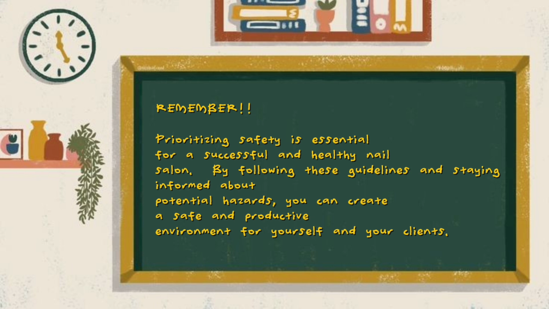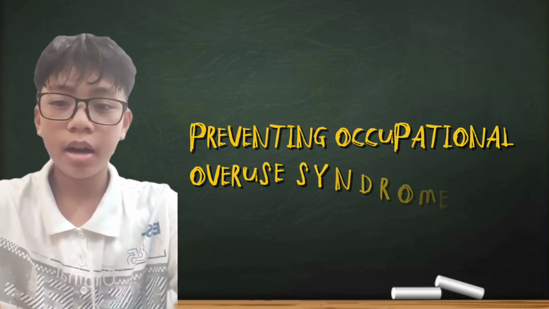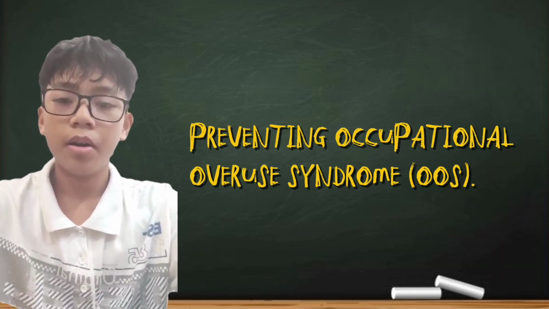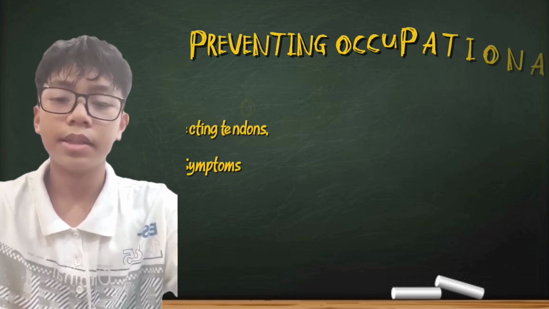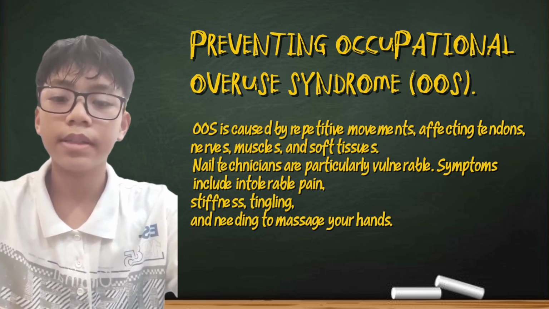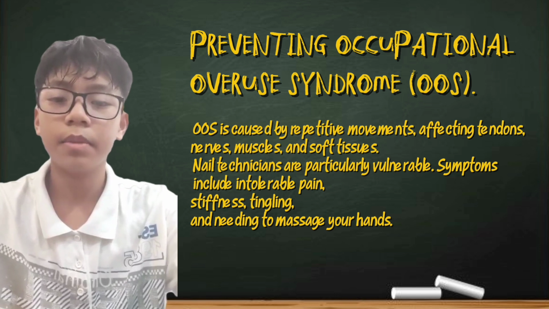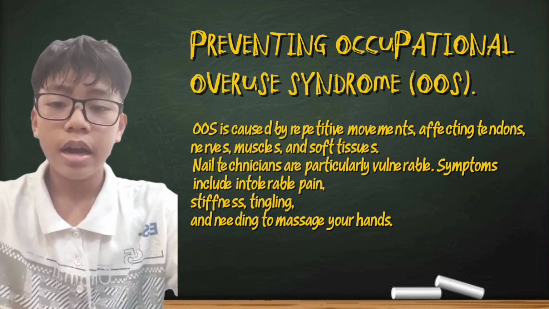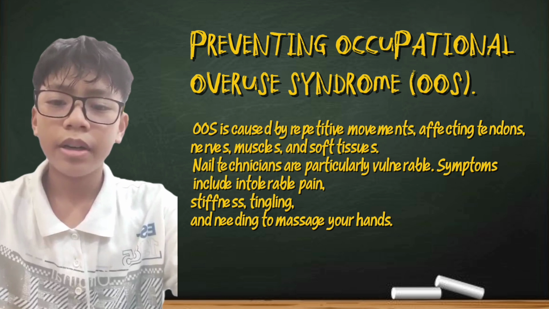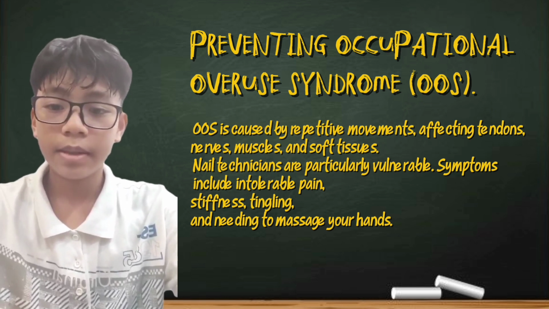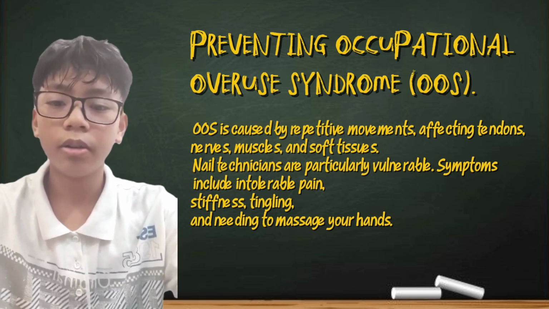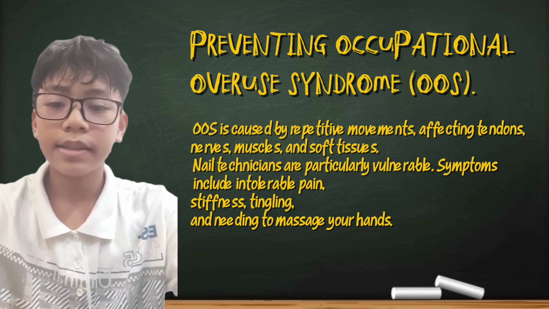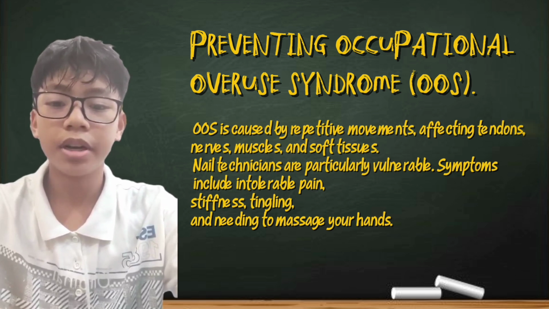By following these guidelines and staying informed about potential hazards, you can create a safe and productive environment for yourself and your clients. Preventing occupational overuse syndrome, also known as OOS. OOS is caused by repetitive movements affecting tendons, nerves, muscles, and soft tissues. Nail technicians are particularly vulnerable. Symptoms may include intolerable pain, stiffness, tingling, and needing to massage your hands.